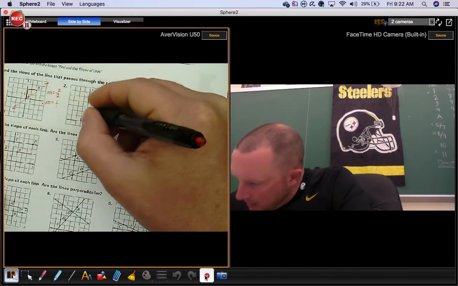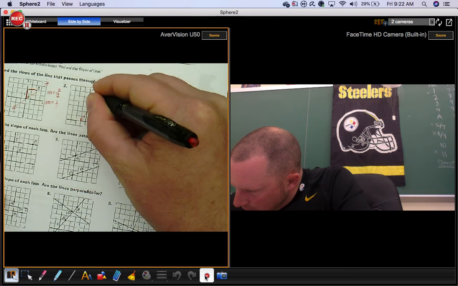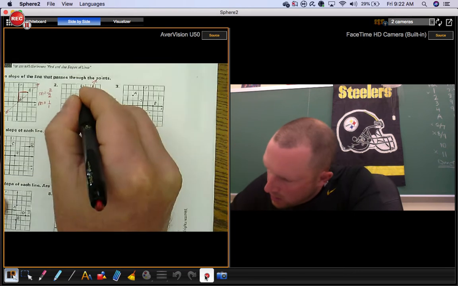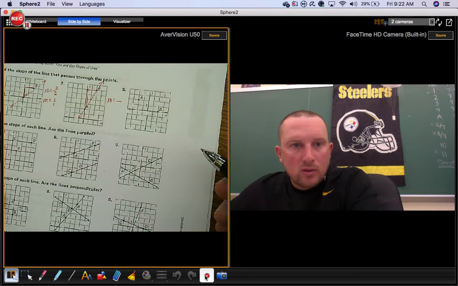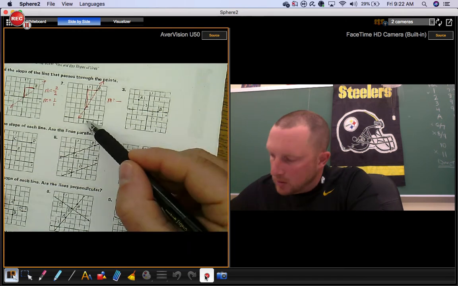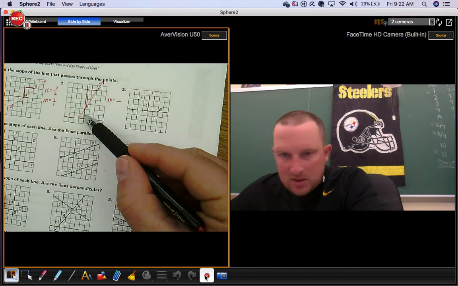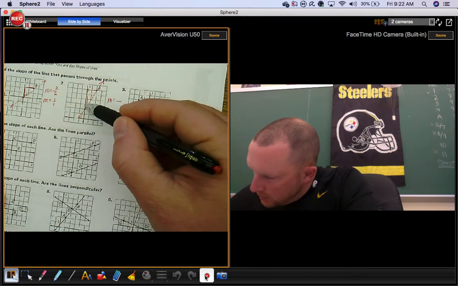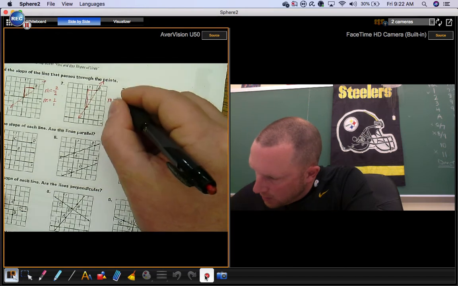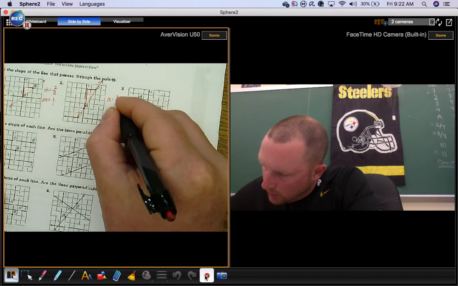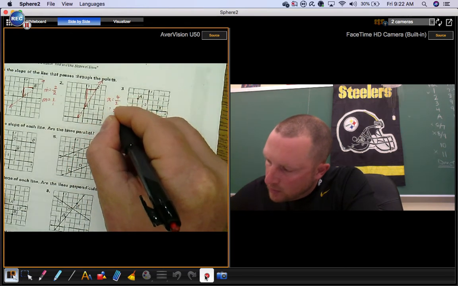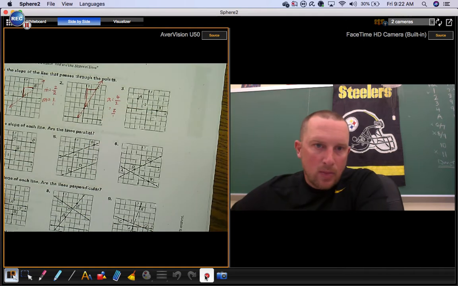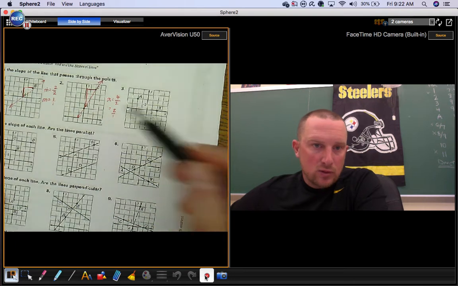We're going from A to B. How far up did we go? How far to the right did we go? We're just going to count. But you got to know what scale you're using. So notice how the 1 is here and the 1 is here. That's telling me that we're counting by ones. 1, 2, 3, 4 up. 1, 2 to the right. So 4 over 2, rise over run, reduce.